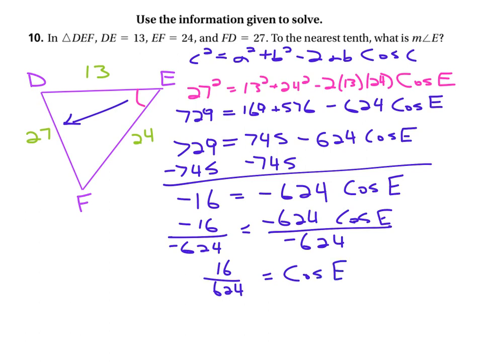And then we can say, okay, well then the inverse cosine of the ratio we found, 16 over 624, will give us angle E. Let's type that into our calculator. I've run out of room here, so I'm going to have to write it over here on the side. Okay, but inverse cosine of 16 divided by 624, and we get 88.53 something something.